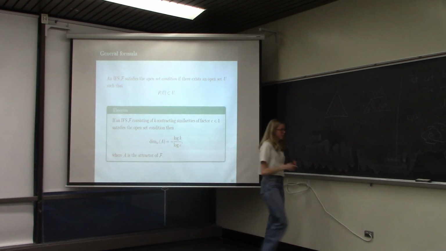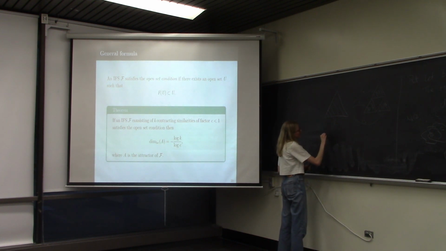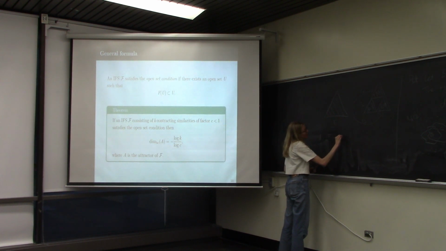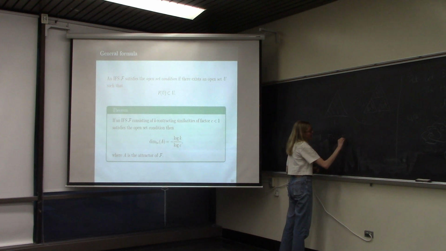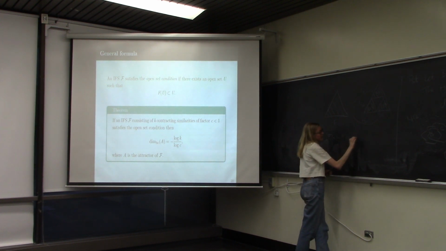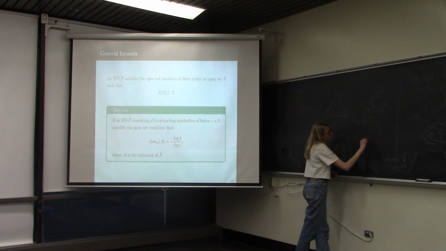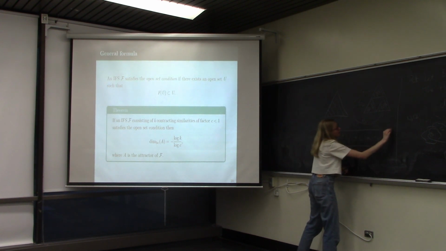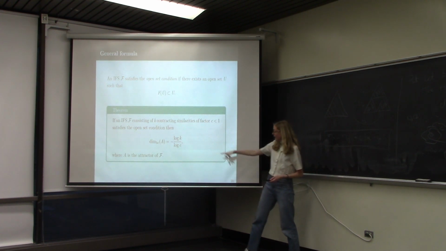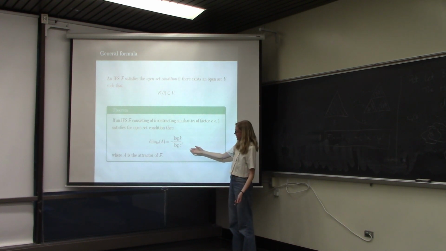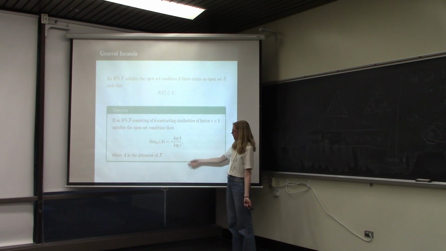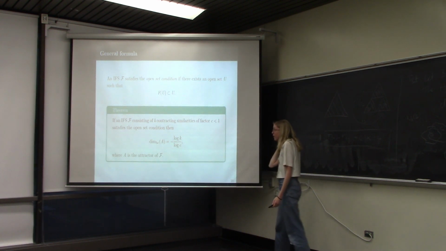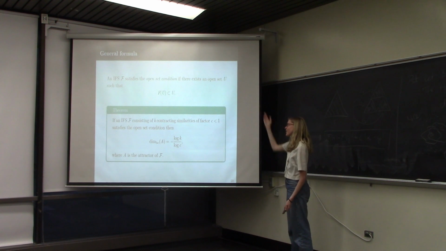So every 2 points, the distance between f_i of x and f_i of y is exactly c times the distance between x and y. Okay. So that's the contracting similarity. And if we have that, then we can actually compute this box counting dimension with this exact formula here. Yeah, so this condition sort of tells us that the maps shouldn't overlap in some sense.